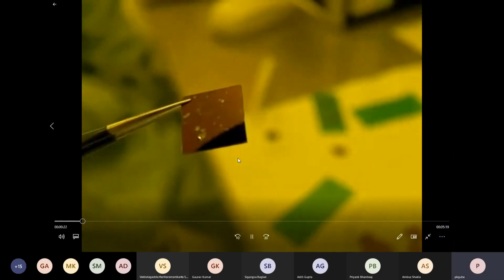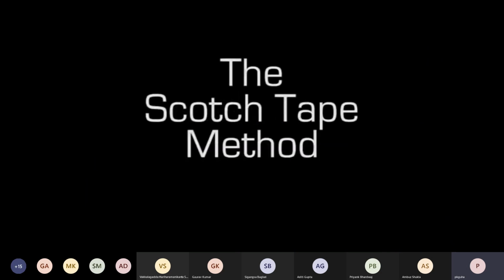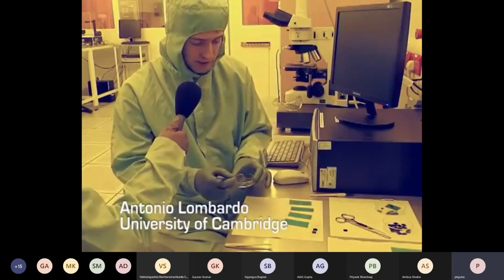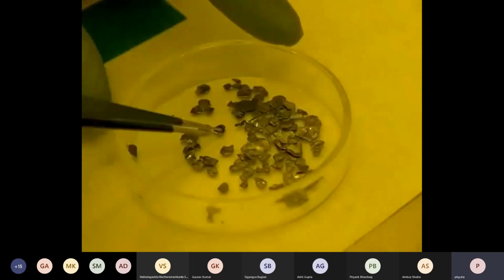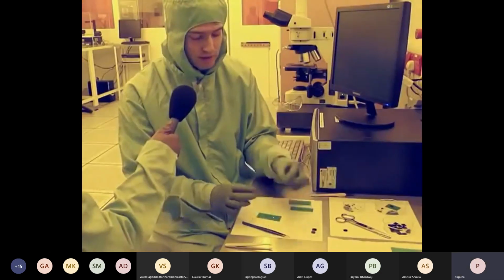But I think this is a similar video where they show that this is a silicon substrate, and you can use scotch tape to realize mechanical exfoliation of the graphene. Okay, but as there is no audio, you can't hear.